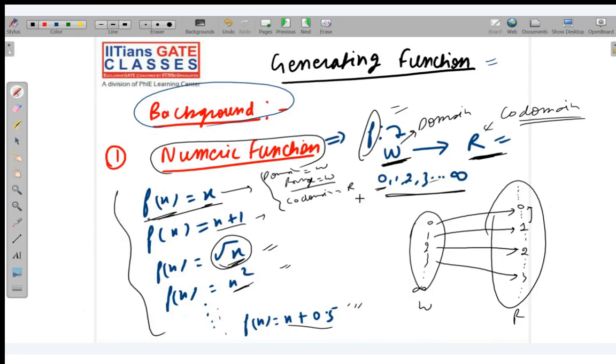So what are numeric functions? Where the domain is whole number and the codomain is real number. That is a numeric function. I think you have got it. If anybody has any doubt, please let me know. These are very basic things. Is it okay? Understood. Okay, so let me jump to the next slide.